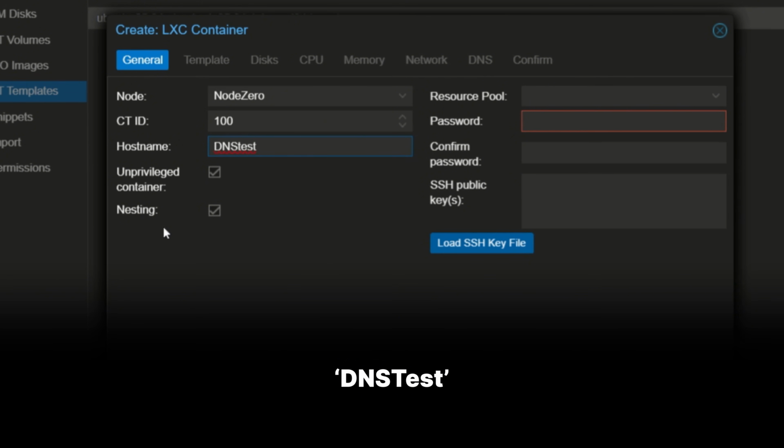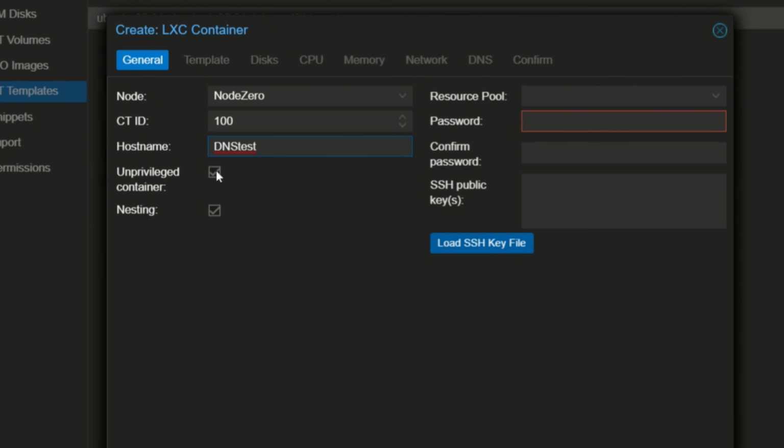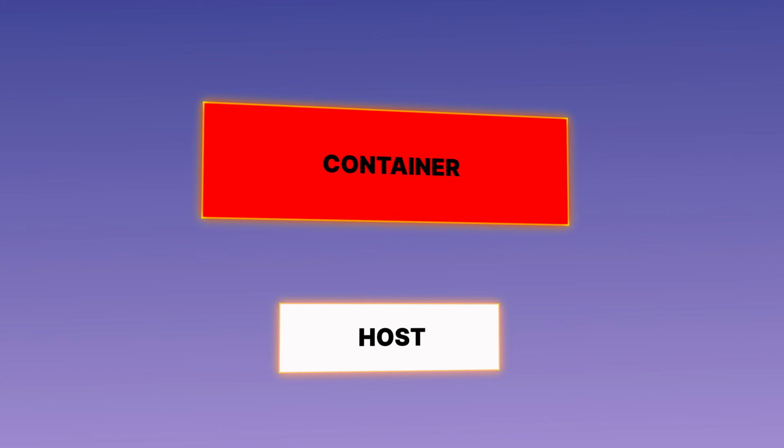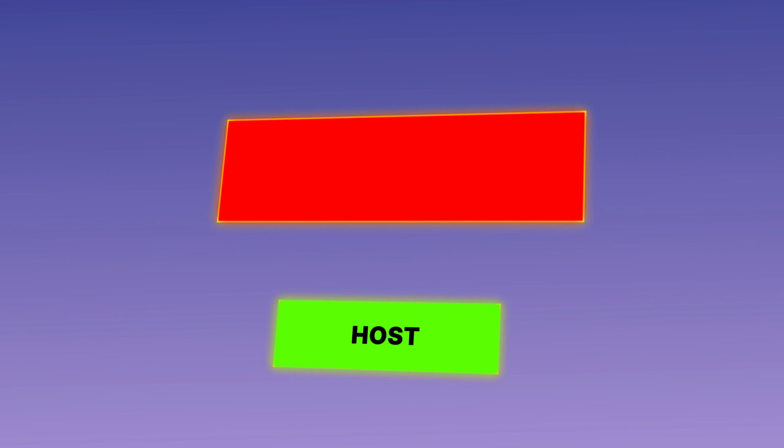And then you have unprivileged container and nesting. You have two of these boxes checked. I'm using unprivileged container because it maps the container's root user to a non-root user on the host. So even if the container is compromised, it can't affect the host.